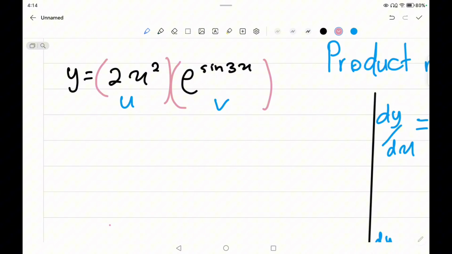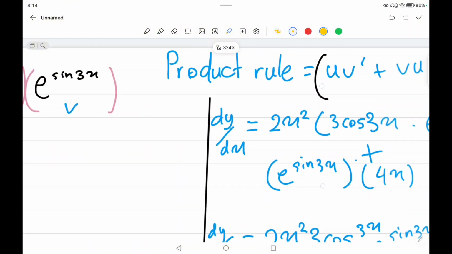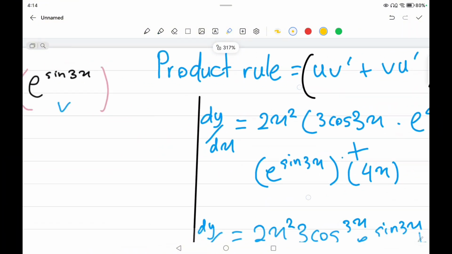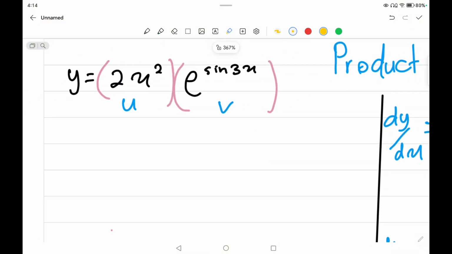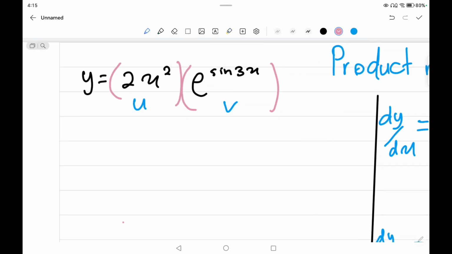Why? Because the function y is clearly the multiplication of two distinct functions of x, which are 2x squared and e to the power of sin 3x. The formula for the product rule is u v prime plus v u prime. I already determined that u for this equation is 2x squared and v is e to the power of sin 3x, and then we need to find u prime.